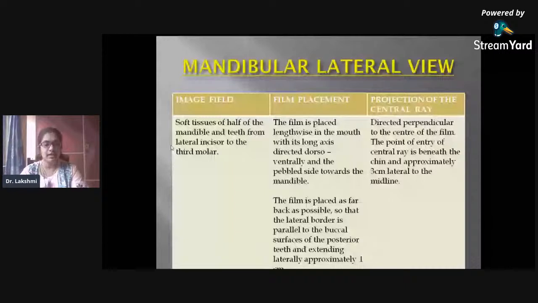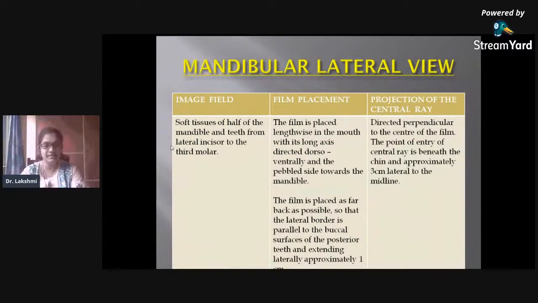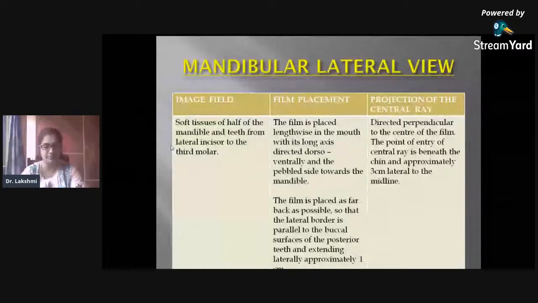Film placement. The film is placed lengthwise in the mouth with its long axis directed dorsovertically and pebbled side towards the mandible. The film is placed as far back as possible so the lateral border is parallel to the buccal surfaces of the posterior teeth and extending laterally approximately 1 centimeter.